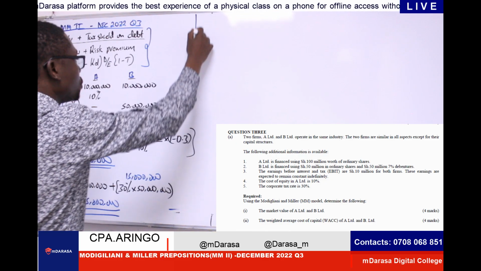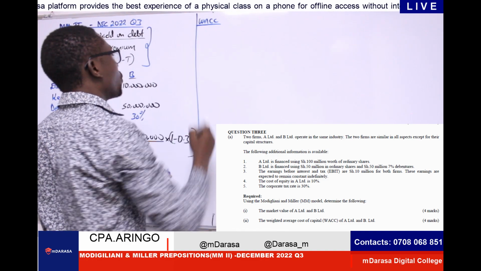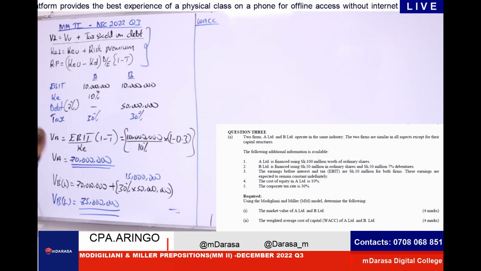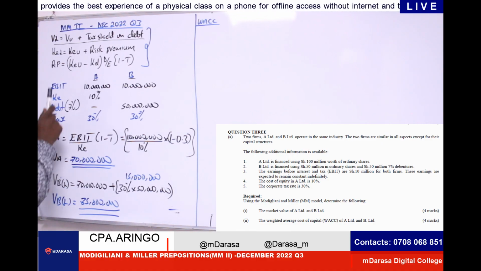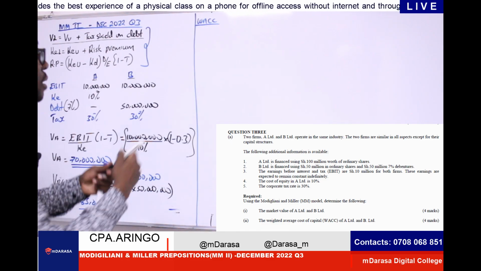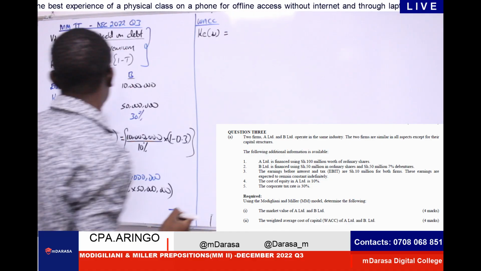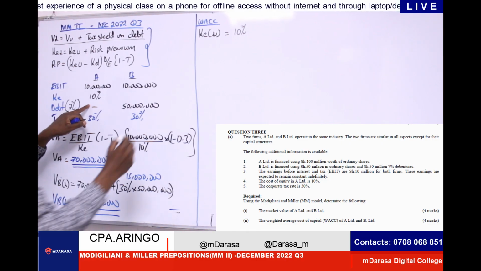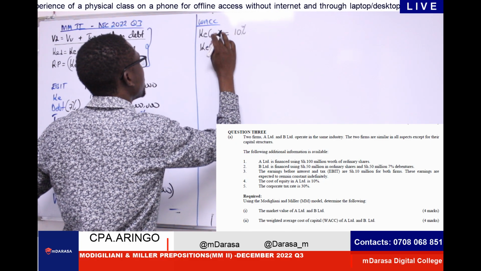So the next item to consider is for us to determine the WACC, the weighted average cost of capital. So for us to determine the weighted average cost of capital, it is important that we determine, first of all, the cost of equity of the levered firm, because KE for levered or unlevered, we are given 10%. This is KE for the unlevered firm. Then KE for levered, which in this case is KE for B. This is KE for A.